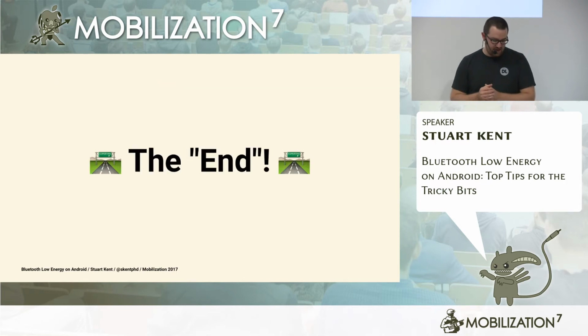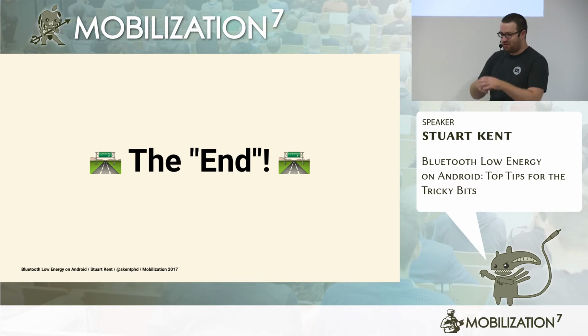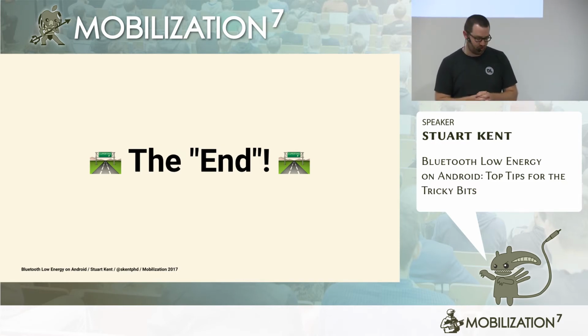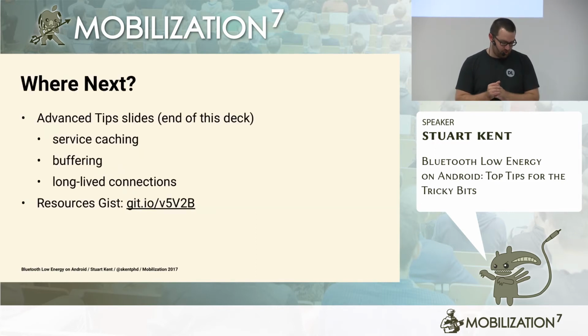So this is basically the end of the journey, in quote marks. This is a sort of minimum viable BLE product that you have going on now. If you want to do something a little bit more advanced, there are some more slides hiding at the end of this deck that I'm not going to talk about, but just know they're there. And these are some of the problems that were more specific to our application that you might or might not have to worry about. So one of those was service caching.